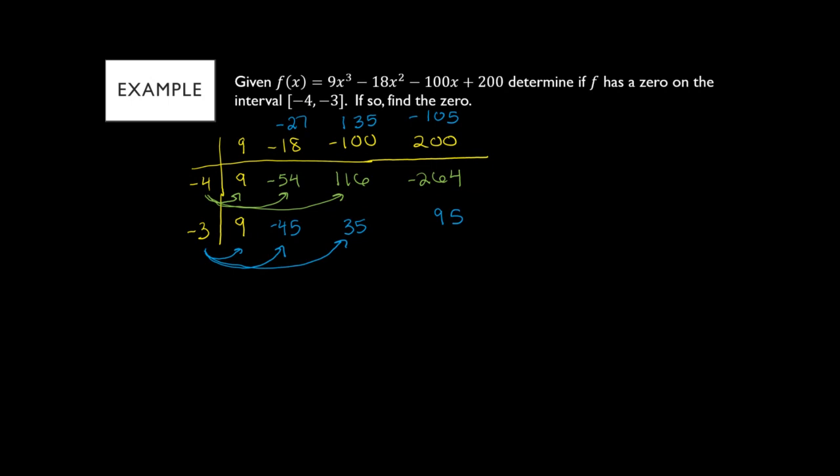So we got a negative and a positive. These are opposite signs. And so we have a 0 between x equals negative 4 and x equals negative 3 because they have opposite signs. So yes, there is a 0 in that interval, and now we need to figure out what that 0 is, now that we've determined that there is one.